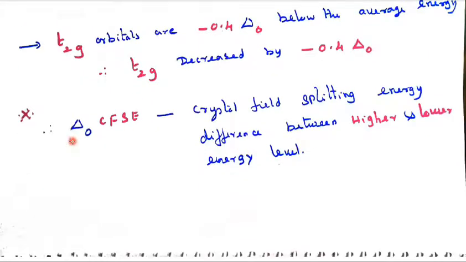And very, very important, one mark: del naught is called the crystal field splitting energy. The crystal field splitting energy is the difference in energy between the higher and the lower energy levels, called del naught.